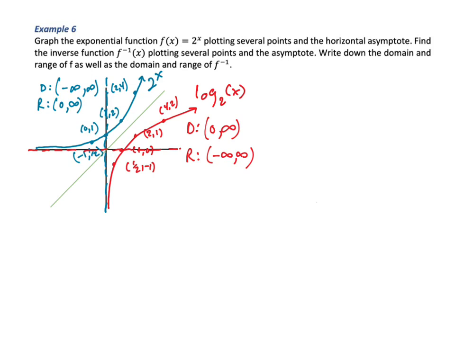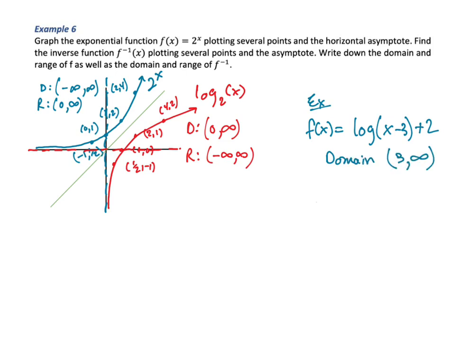So when we start graphing different types of log functions, whether they're shifted left and right, up and down, or scaled, we have to keep in mind what the domain of those functions are. So for example, let's say we wanted to graph f of x equals log of x minus 3 plus 2. The domain this time is 3 to infinity, because you can't put in 3 here. That would give you log of 0, which is not defined. So anything greater than 3 is what we can substitute in for x. So our domain is 3 to infinity.